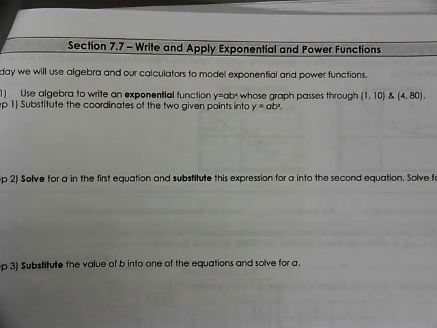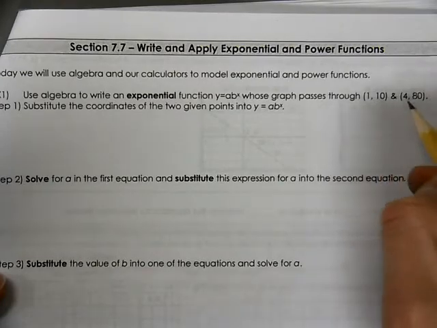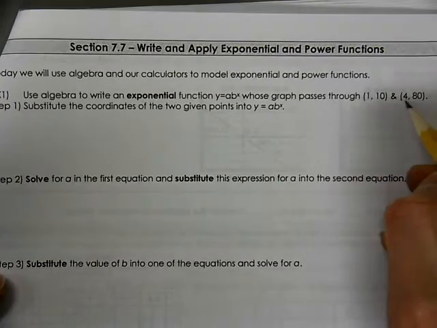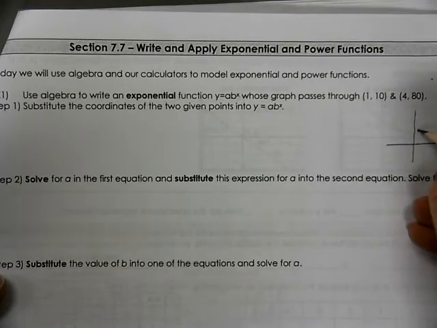This is Algebra 2 and Trig, section 7.7. We're going to write and apply exponential and power functions. For this first question, we're looking at the points (1, 10) and (4, 80). Essentially, we're moving over 1 and up 10, over 4 and up 80. We have these 2 points.